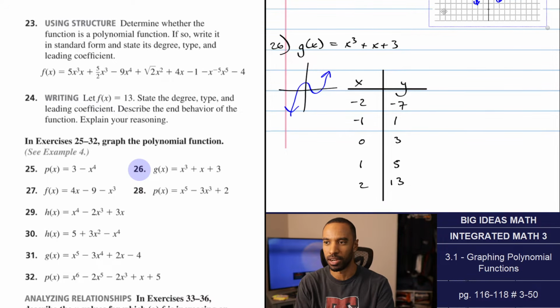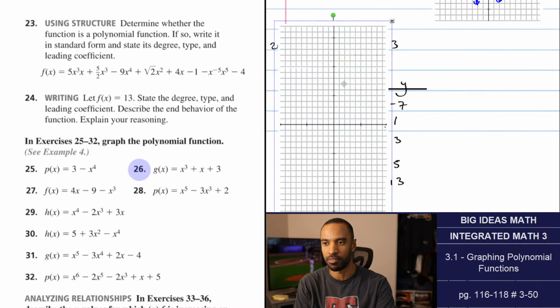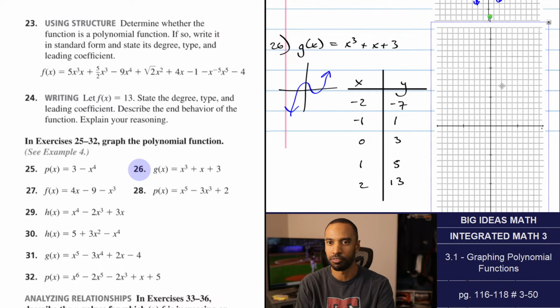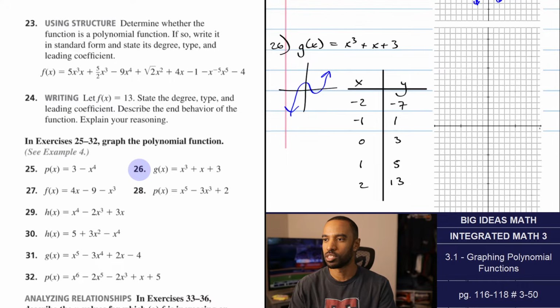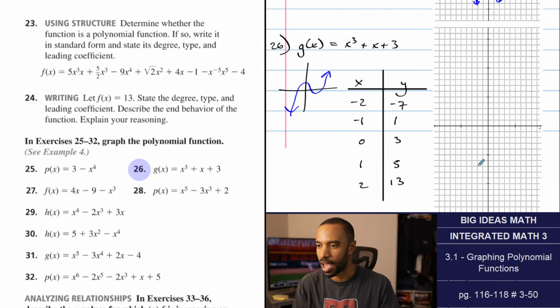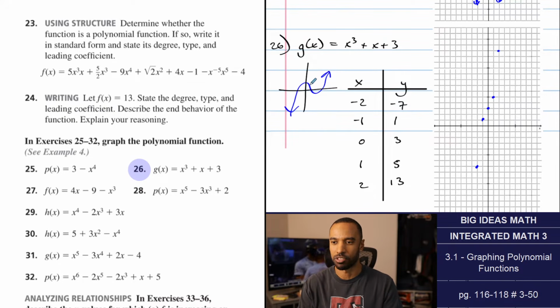And again, I'm not going to spend longer on that like I did previously if I can get those numbers out well. And if you understand what I'm doing, order of operations and all. So let's see if this satisfies everything we need from that. Negative 2, negative 7 is here. Negative 1, 1, 0, 3 again. We got 1, 5. And 2, 13.